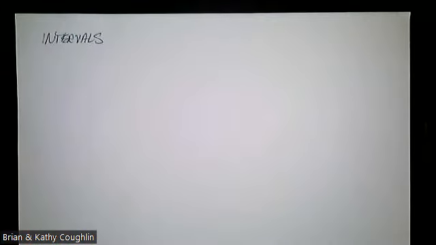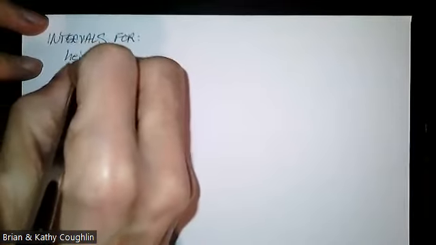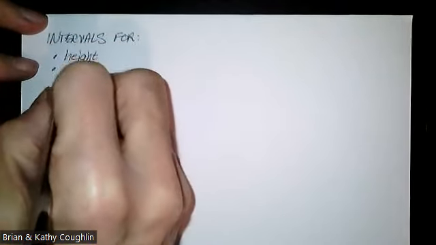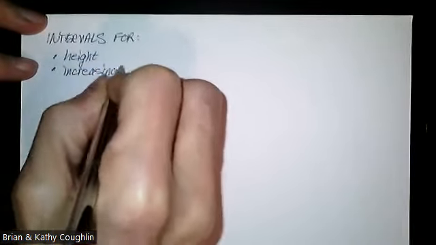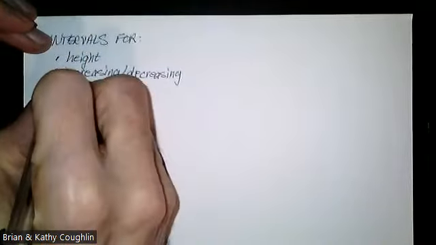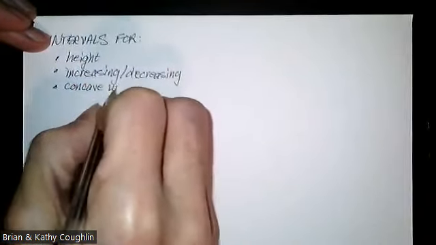Hang on a second. I need to put my glasses on here so I can see what I'm doing. Okay, so intervals for height. I'll explain that in a minute. Increasing and decreasing. I'm one of the world's slowest writers. It's also a weird angle to write on here. I'm sort of slouching over this TV tray here. And then there's one for concave up or down.